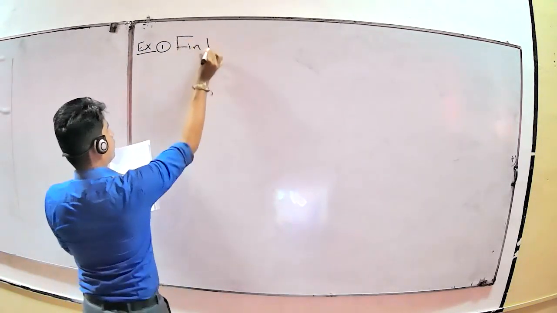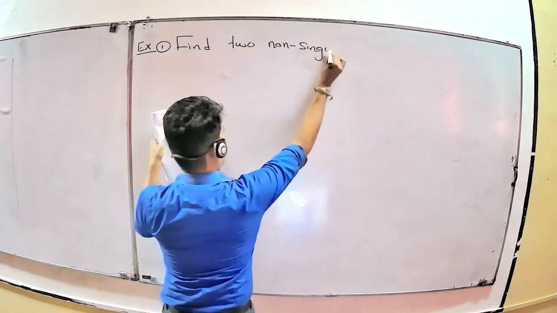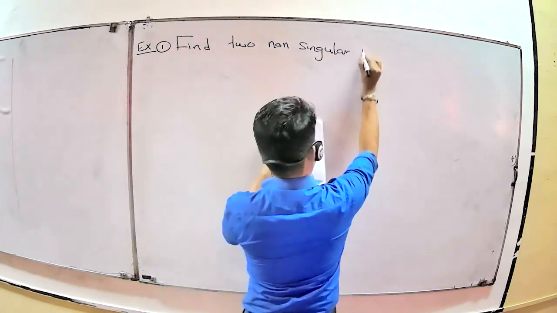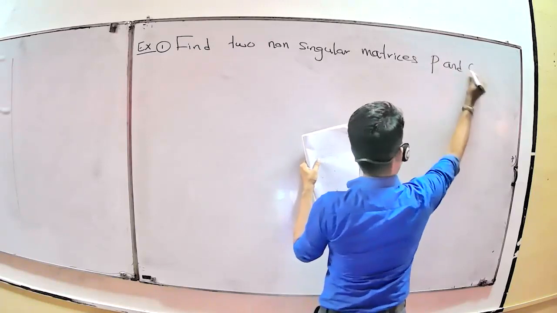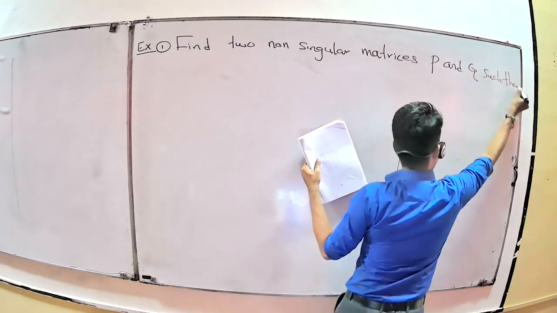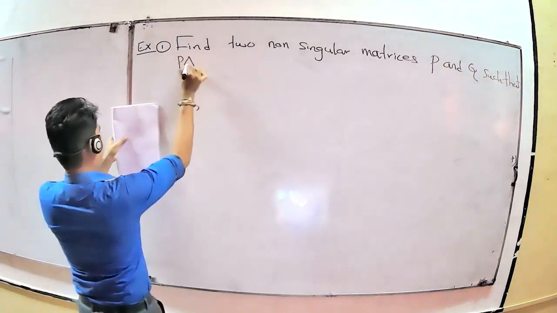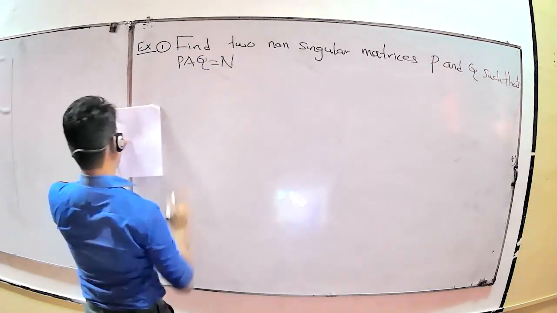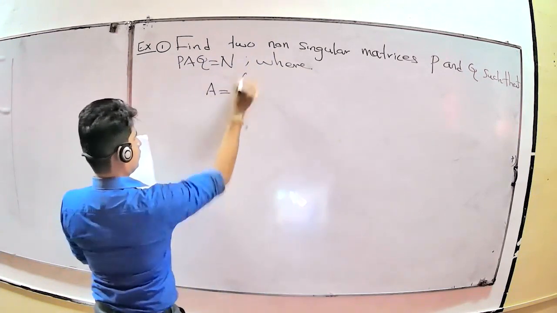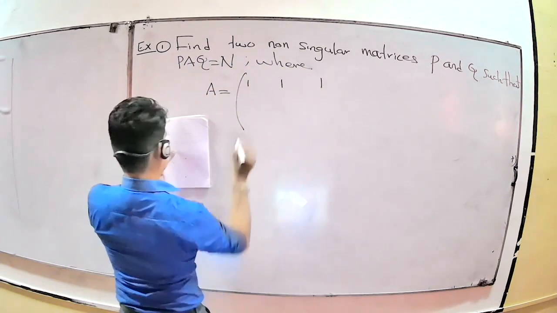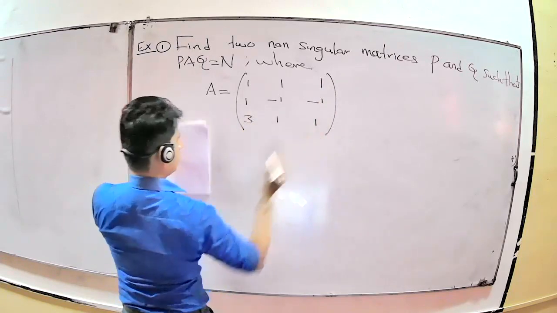Find two non-singular matrices P and Q such that PAQ equals the normal form, where the matrix is given as 1 1 1, 1 minus 1 minus 1, 3 1 1.